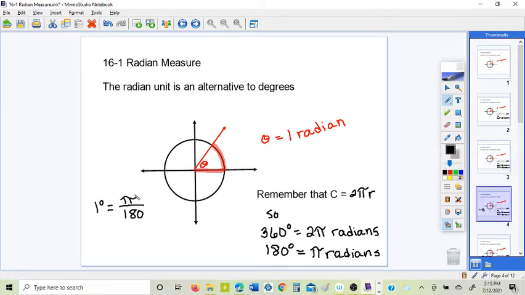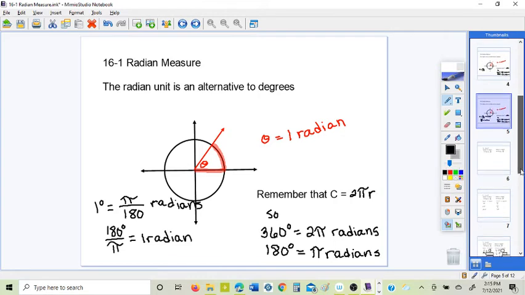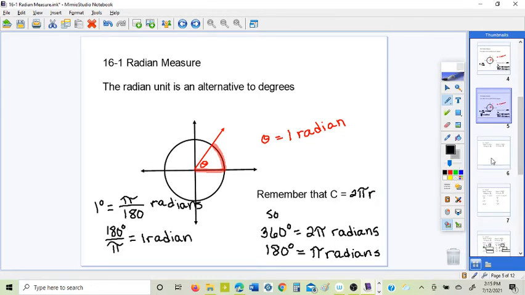And put it in context. 1 degree is pi over 180 for that reason. Okay, so each 1 degree is pi over 180 radians. Okay, we're going to use that for a conversion factor. 1 radian, conversely, is 180 divided by pi. 180 degrees divided by pi gives you how much 1 radian equals. So we're going to do a little bit of conversions.